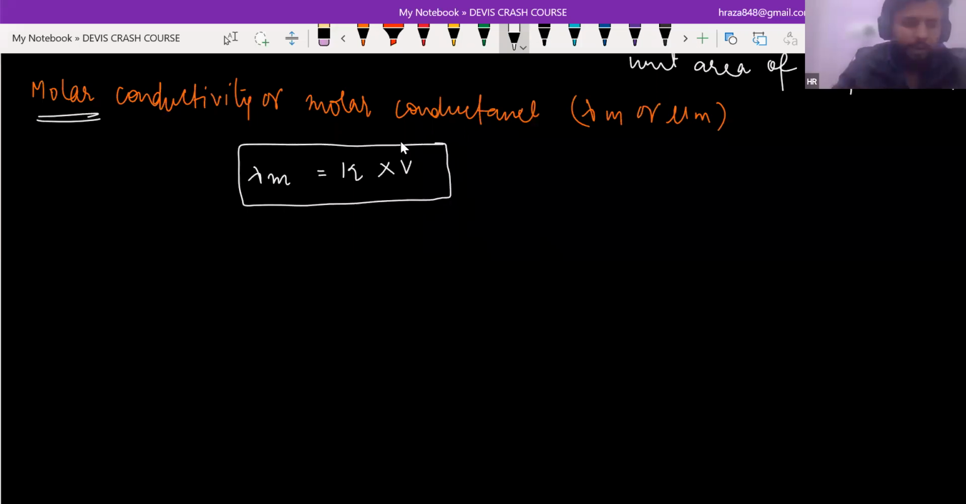Just see, whatever the conductivity is, if you are going to dilute it, that means addition of solvent will take place. The ions will go farther away from each other, the force of attraction decreases, so they will move faster than earlier. So at last, molar conductivity increases. From that sense, we wrote lambda m is equal to kappa into volume. Basically, molar conductivity is directly proportional to the volume of solution, or to the dilution of solution.